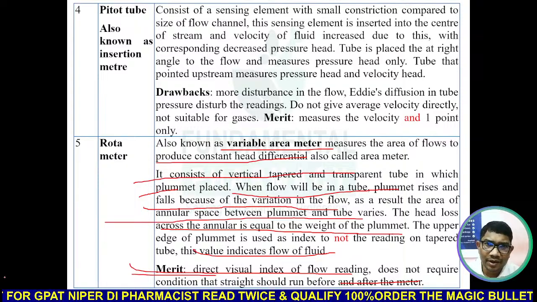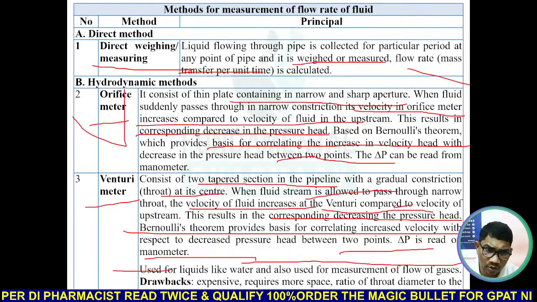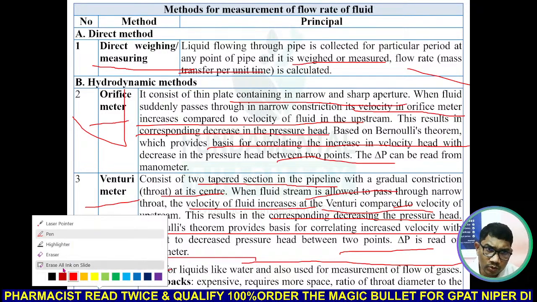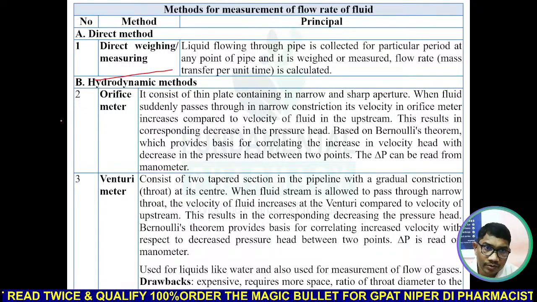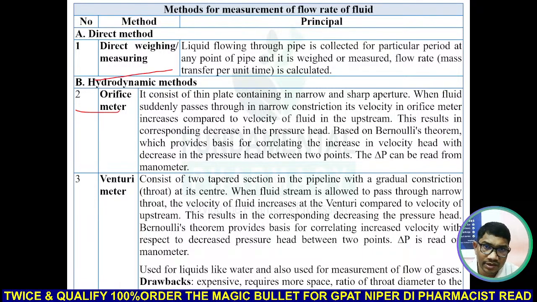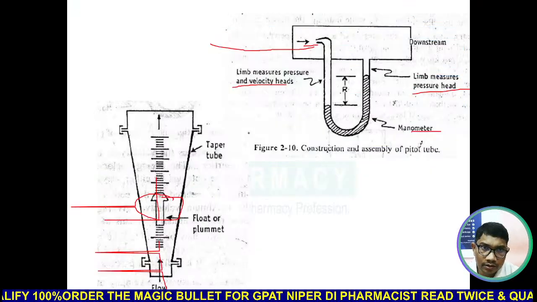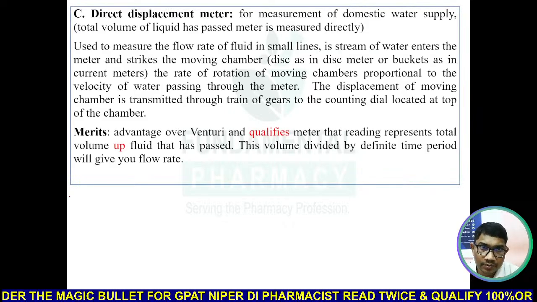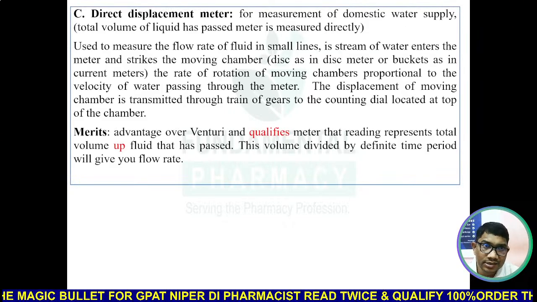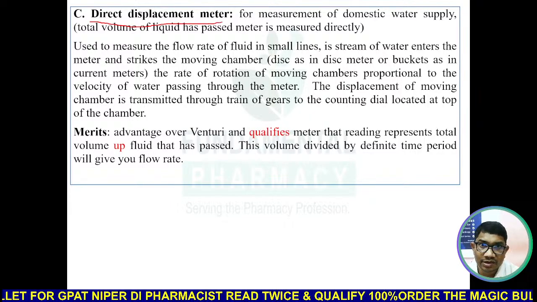तो यहाँ पे आपको याद एक ही चीज रखना है कि there are different methods for measurement of flow of fluid, right. तो वो first one is direct weighing, second one is known hydrodynamic method. So in the hydrodynamic method, orifice meter is there, venturi meter is there, then Pitot tube is there, and rotameter is there. Now direct displacement meter, last one of the direct displacement meter.